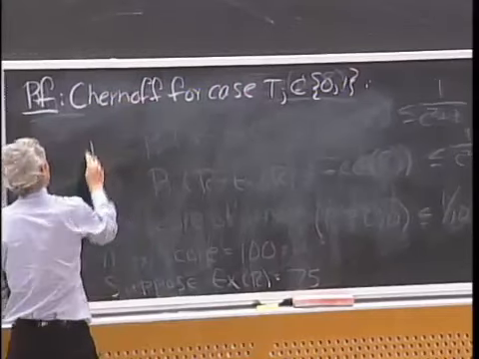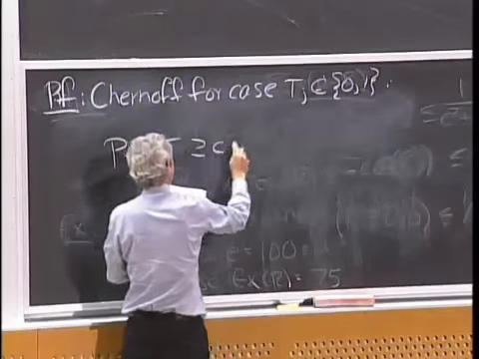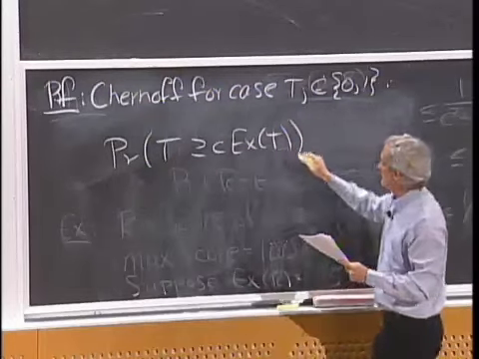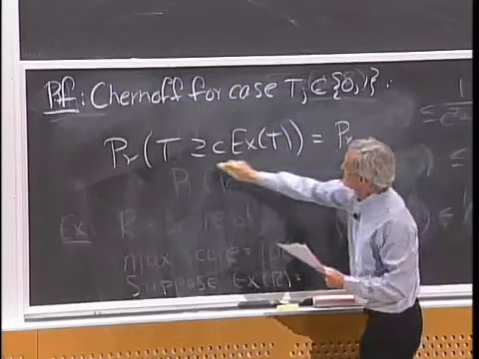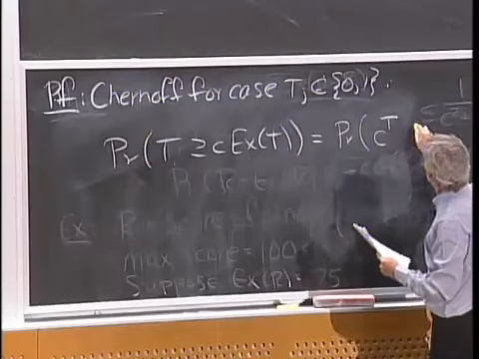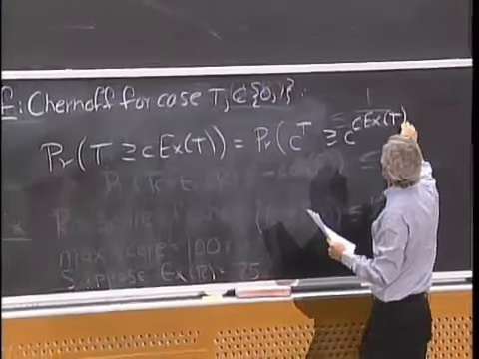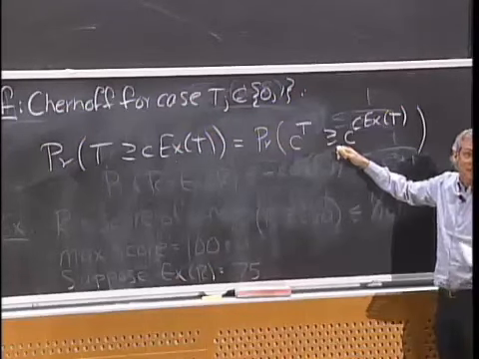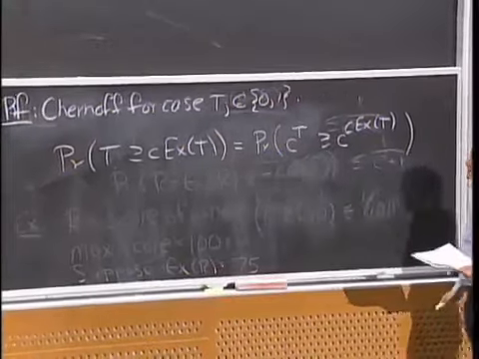OK, so the first step is going to seem pretty mysterious, but we've been doing something like it all day. I'm trying to compute the probability T is bigger than c times its expectation. Well, what I'm going to do is exponentiate both of these and compute the probability that c to the T is at least c to the c times the expected value of T. Now, this is not the first thing you'd expect to do, probably, if you were trying to prove this. So it's one of those divine insights that you make this step.